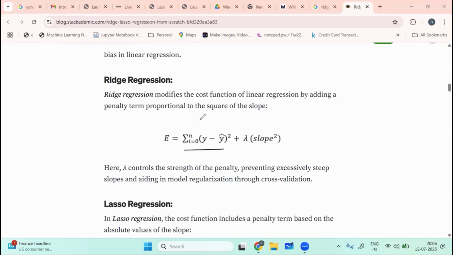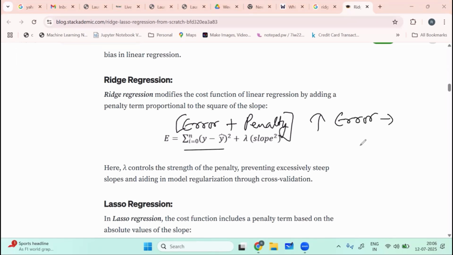Let's say this is my error part, right? Plus, I am attaching penalties. So what will it do? It will increase the error or decrease the error? Increase the error. Right? It will increase the error. And when I increase the error, what is my objective?